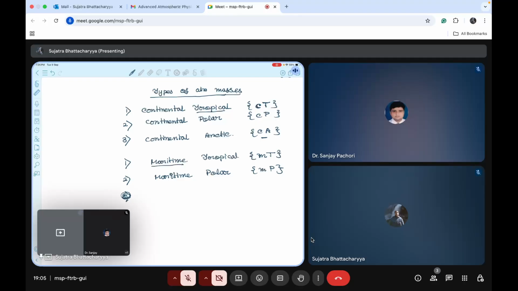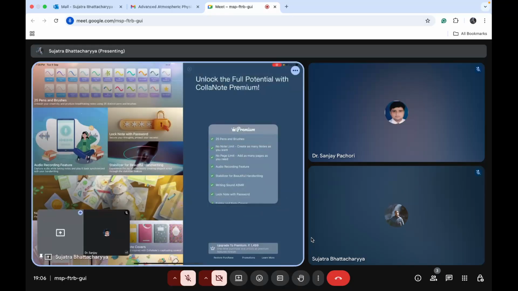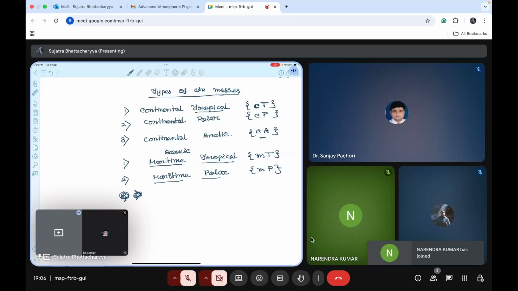Maritime represents the oceanic air masses, like maritime tropical, like the South and Southern Indian Ocean, maritime tropical air mass. Maritime polar goes far more to the south. The third one, which I didn't write, is the maritime Arctic. Maritime Arctic does not happen because Arctic is perfectly over land, but maritime Antarctic can happen. Antarctic some portion is also land, so you cannot write it like that.